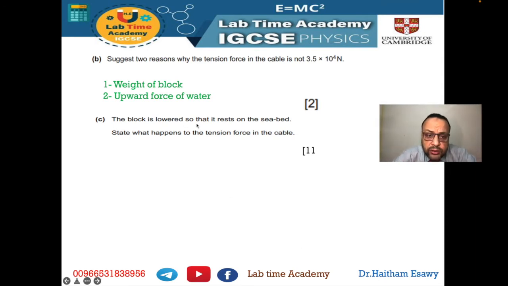The block is lowered so that it rests on the seabed. State what happens to the tension force in the cable. Actually, now the block is touching the ground, the seabed. So this means that the tension force is 0 or has the least value. So it would be smaller. So now it becomes 0 or smaller.